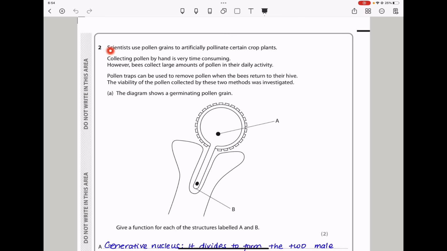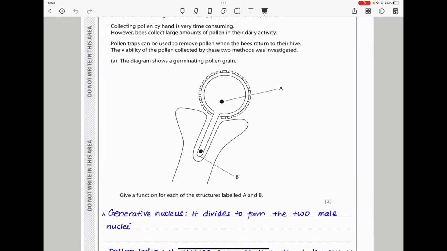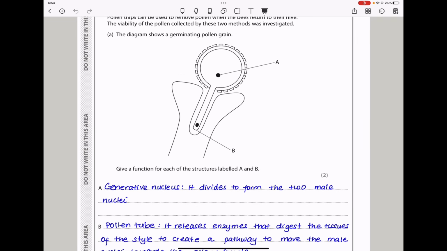In question 2, scientists use pollen grains to artificially pollinate certain crop plants. Collecting pollen by hand is very time-consuming. However, bees collect large amounts of pollen in their daily activity. They say pollen traps can be used to remove pollen when the bees return to their hive. The viability of the pollen collected by these two methods was investigated, and the diagram shows a germinating pollen grain. So we can see this is going to be the stigma, and this is going to be the pollen grain germinating as the tube grows through the style.